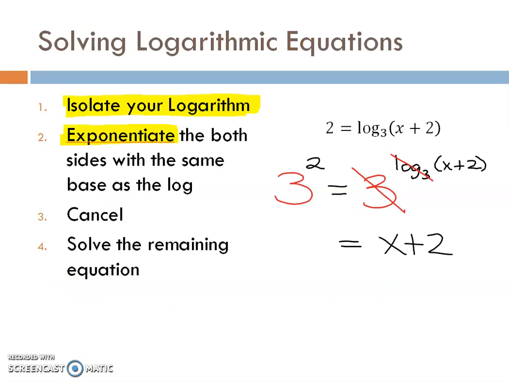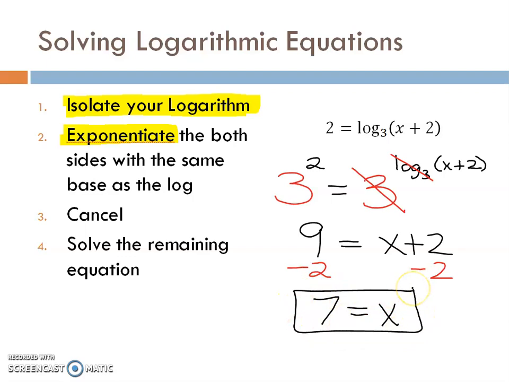So I've got a 3 to the log base 3. These two things cancel, and I am left with just an x plus 2. Now, x plus 2 equals 3 squared. Well, what is 3 squared? Well, 3 squared is 3 times 3, which is 9. The last thing I need to do is just solve this remaining equation. So I'm just solving for x, trying to get x by itself. So I would subtract by 2, and I've got to do that on both sides. And that ends up giving me that 7 equals x. And that is my answer.